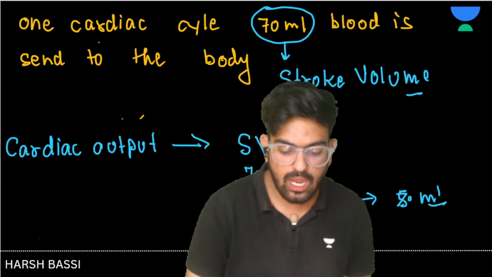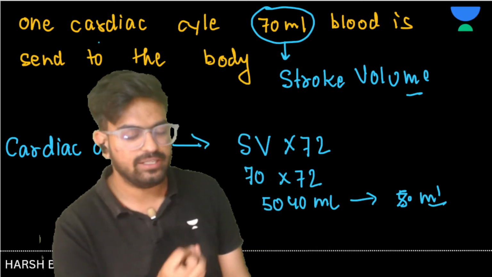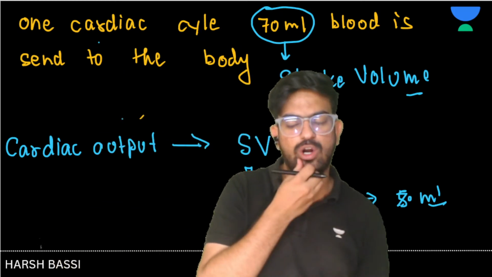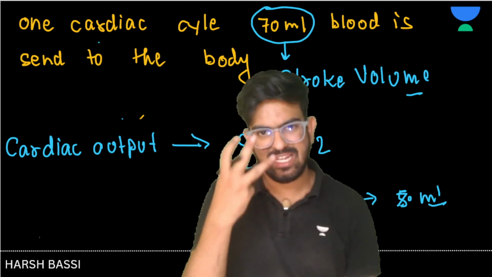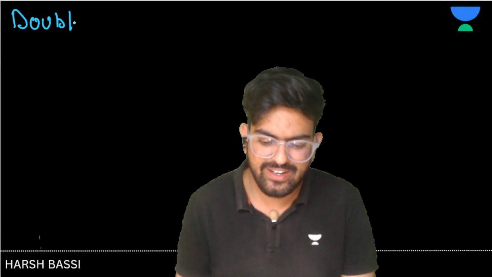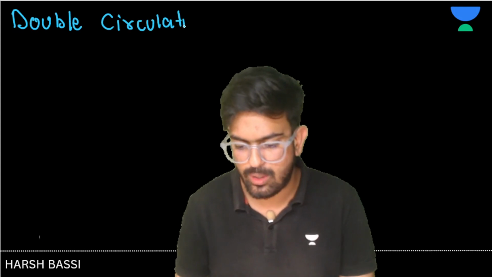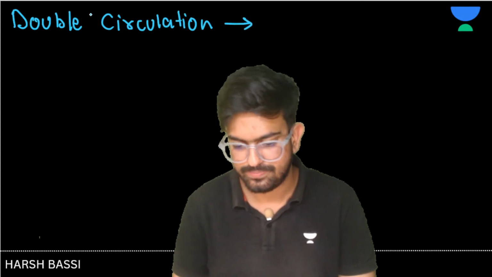Clear? So now we have completed the cardiac cycle, and we have completed almost all the things in the cardiac cycle. Now let's talk about the double circulation here. A very small and important topic. Double circulation.